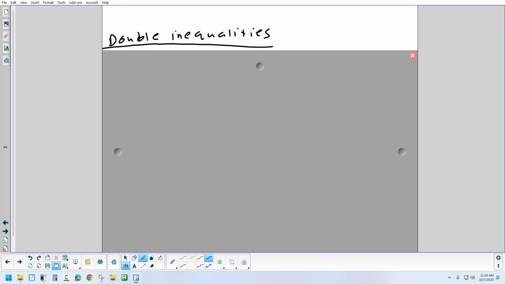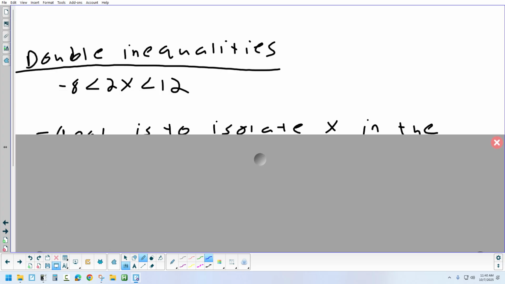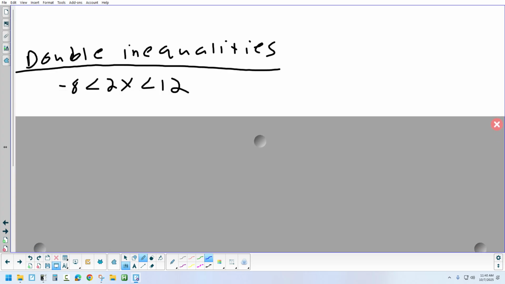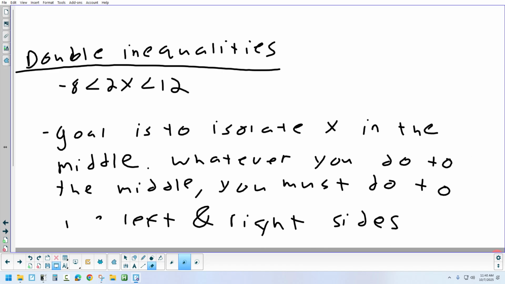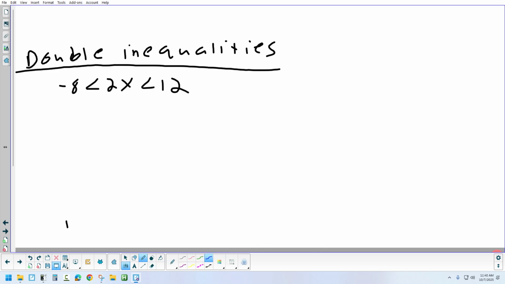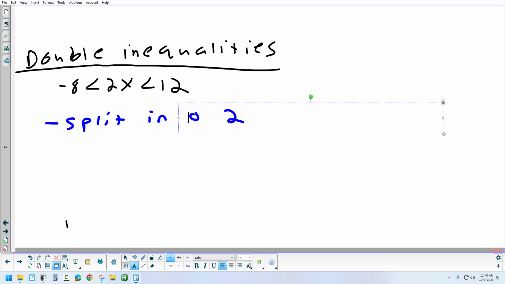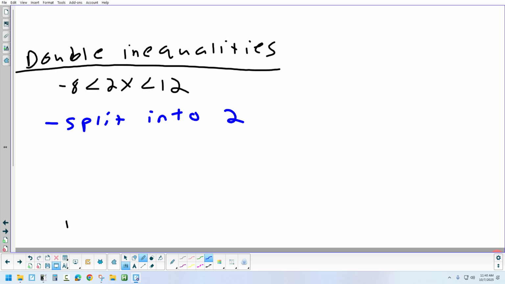Okay, so compound inequalities. We solved a single. Let's look at solving an inequality that's a compound or double. Okay, there's different ways to do it, but the method that I'm going to show you that works all of the time is to split into two inequalities and solve.